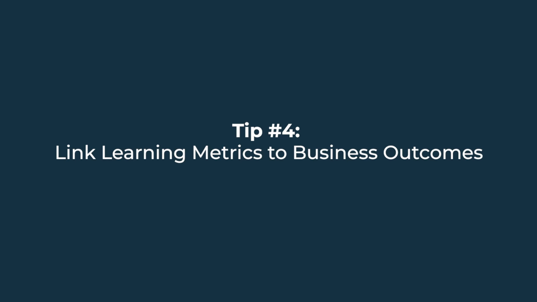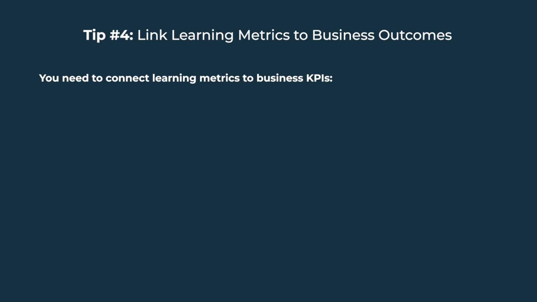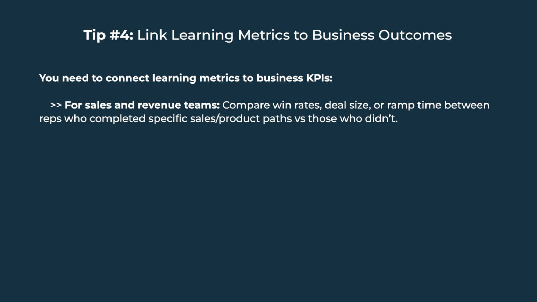Tip number 4, link learning metrics to business outcomes. If your LMS reporting stops at completions and hours trained, executives will stop paying attention. You need to connect learning metrics to business KPIs. For sales and revenue teams, compare win rates, deal size, or ramp time between reps who completed specific sales and product paths versus those who didn't.